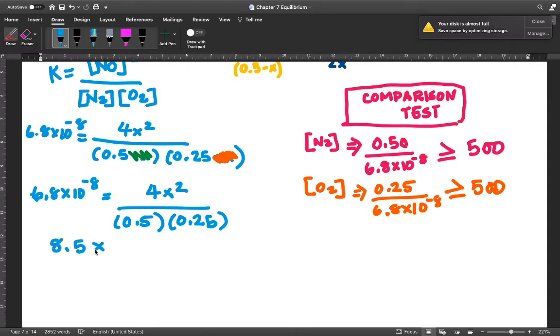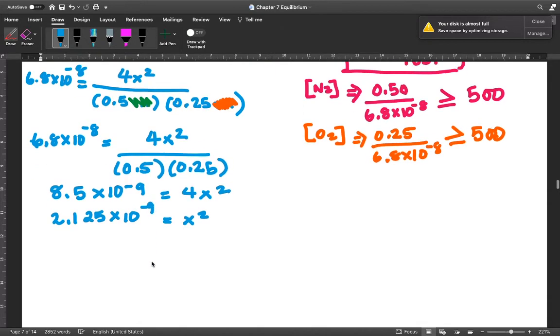So 8.5 times 10 to the power of negative 9 is equal to 4x squared. So what I ended up doing is I multiplied these two values together and I took it over to the other side and multiplied that by it. Now, in order to solve for x squared, I'm going to divide both sides by 4, which would give me 2.125 times 10 to the power of negative 9. Solving for x, 4.6 times 10 to the power of negative 5. That would be the value of x.